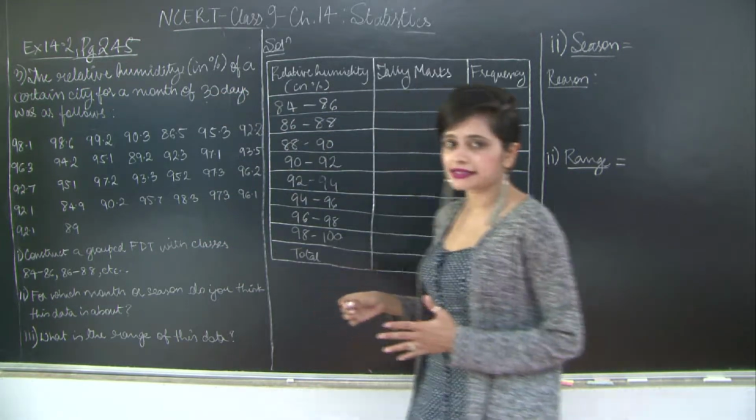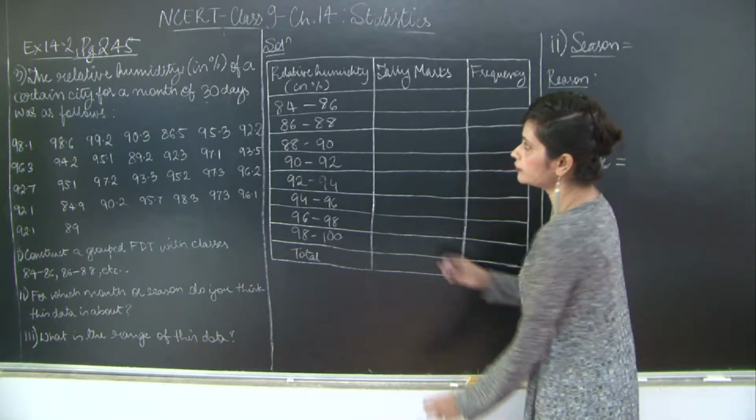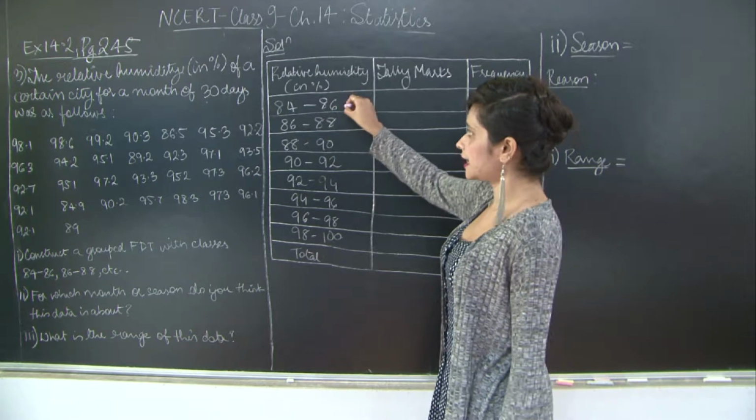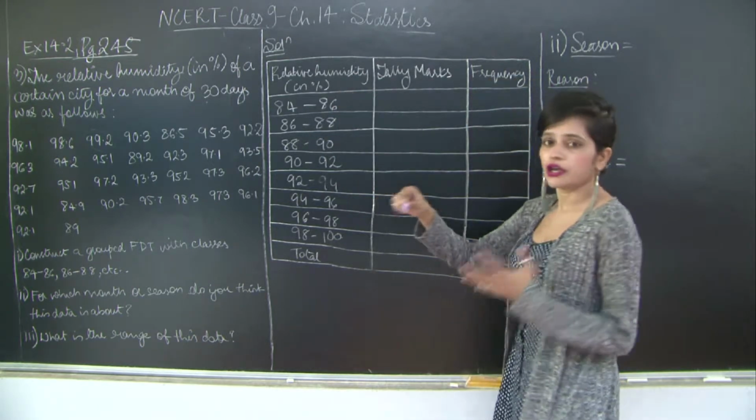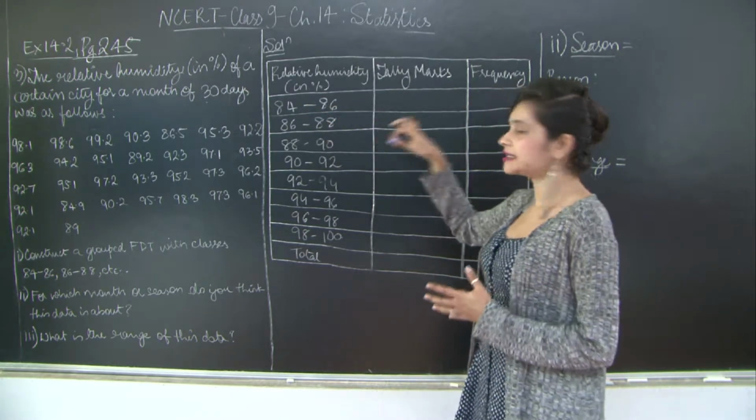Okay, so let's get started with the tally marks. I'm going to use different colored chalks. Now for all those observations that lie in this category 84 to 86, so all the observations which are greater than or equal to 84 and less than 86.